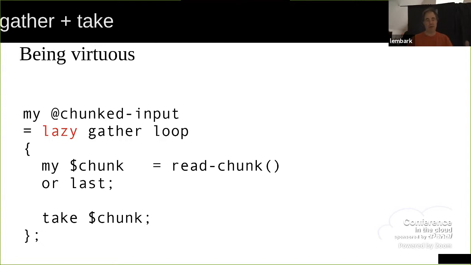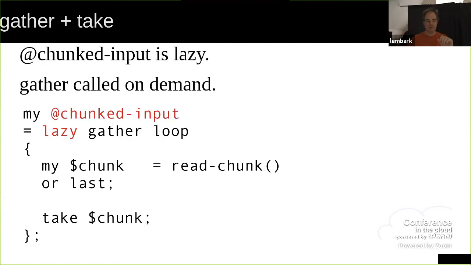generates nothing when I assign it. All it is is a promise that the next time you ask for something out of that array, the gather is going to be called to populate it. So what happens is now my gather is called on demand, and it feeds that array with whatever I want to take out of it. But until you ask for it, the array doesn't exist.